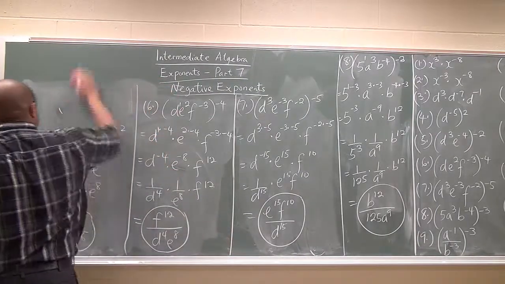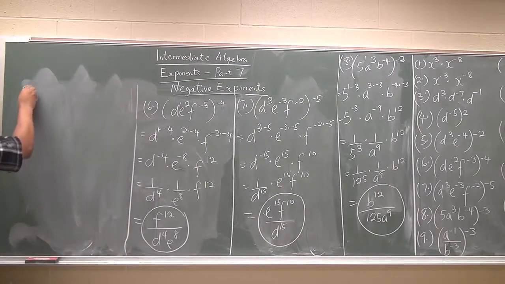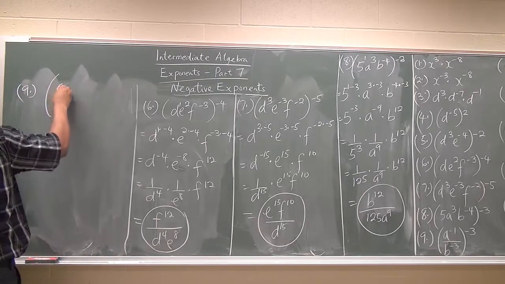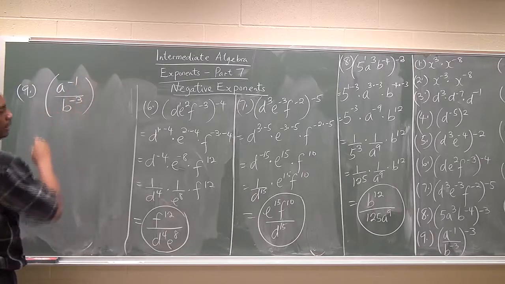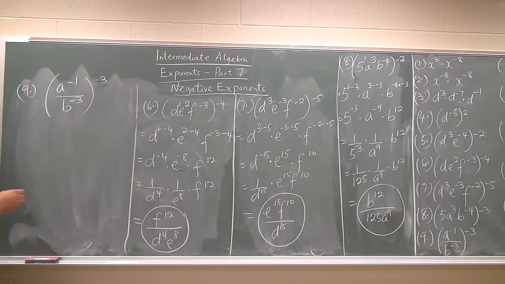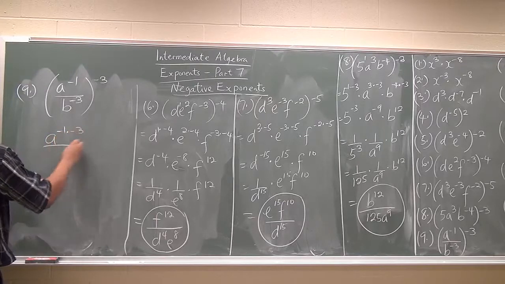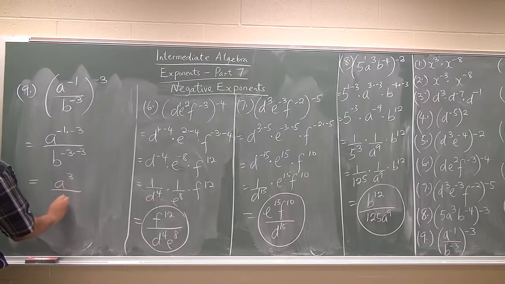Question 9. a to the exponent negative 1 over b to the exponent negative 3, then all of them to the exponent negative 3. So we do it as we've been doing it. This is a to the negative 1 times negative 3. You dissociate. Over b to the negative 3 times negative 3. So this would be a cubed over b to the 9th. That's it.